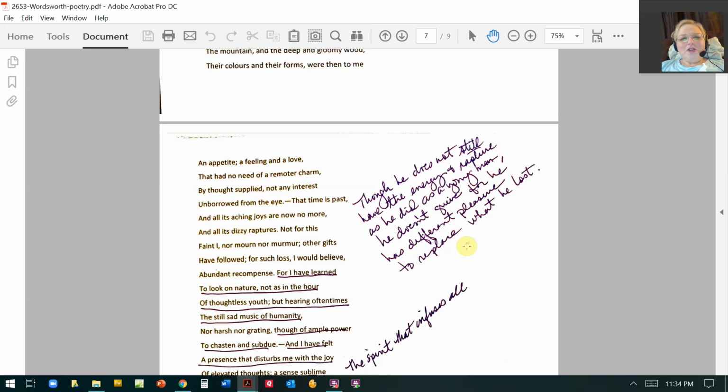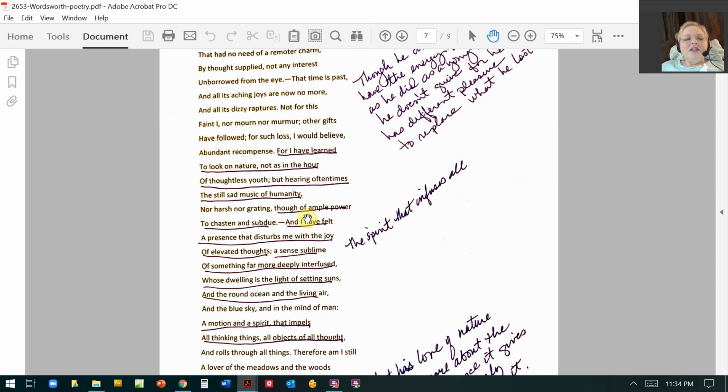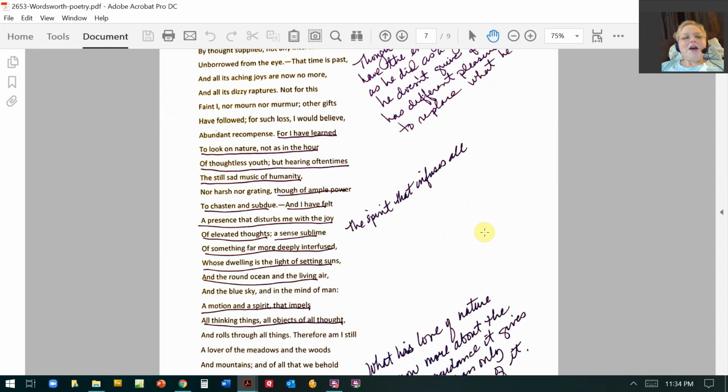And so he says, for I have learned to look on nature, not as in the hour of thoughtless youth, but hearing oftentimes the still sad music of humanity, nor harsh nor grating, though of ample power to chasten and subdue. So this music of nature reminds him in a calm and gentle way, right, of how he should behave.